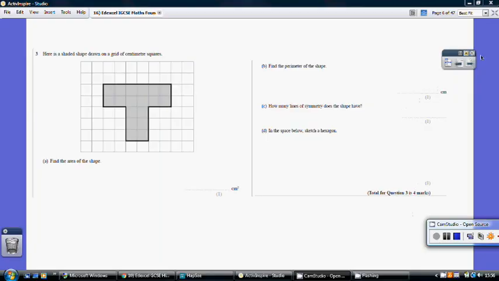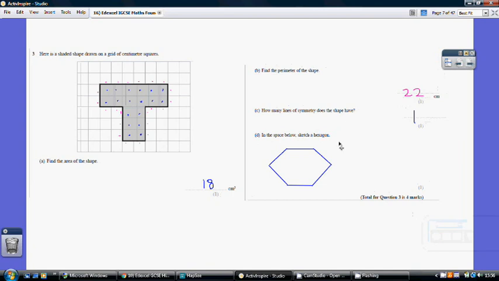Question 3. Part A, find the area of the shape. Well, that's the space inside the shape, so the number of squares inside the shape. I've put a blue dot inside each of the squares. There are 18 squares inside the shape.